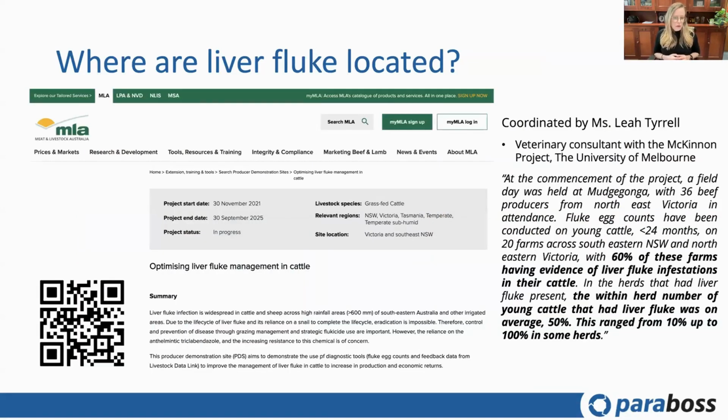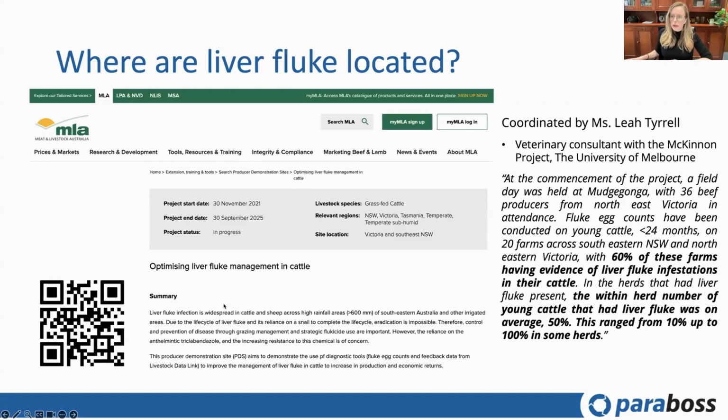I also, in preparation for this talk, had a look online at what's been going on more recently. As was mentioned, I only returned to Australia at the end of last year, so I'm still getting my finger back on the pulse in terms of what's going on in fluke land locally. But I was pleased to see that there's an MLA project that started in 2021 to look at the current distribution and management options for liver fluke in cattle. And if you go to this QR code, you can find this information.